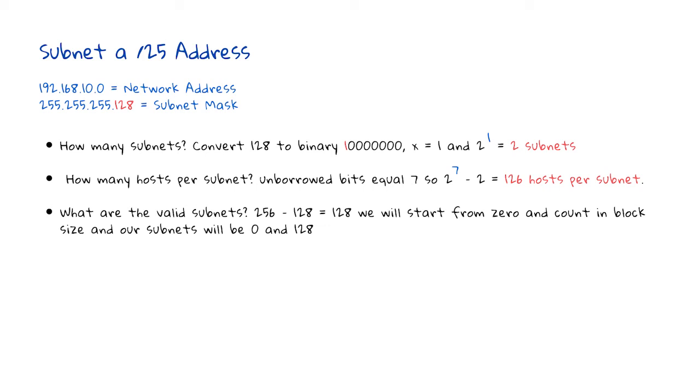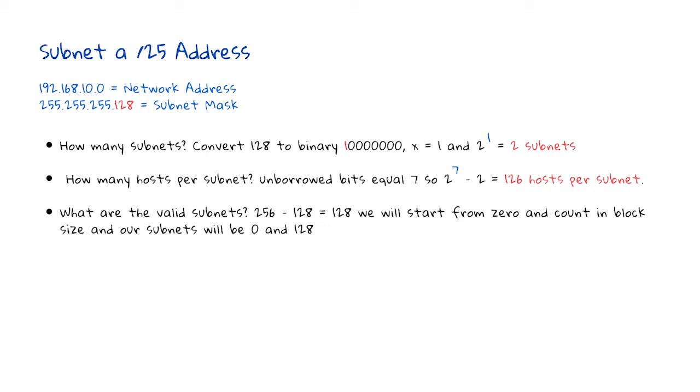The second question that we need to answer is, how many hosts can we have per subnet? Remember, the formula was 2 to the power y minus 2, where y is the unborrowed bits. In our case, we borrowed 1 bit and we have 7 unborrowed bits, which are the zeros that we find in our binary address. So 2 to the power 7 minus 2 gives us 126 hosts. So we can only have 2 networks, and each network will have 126 hosts.